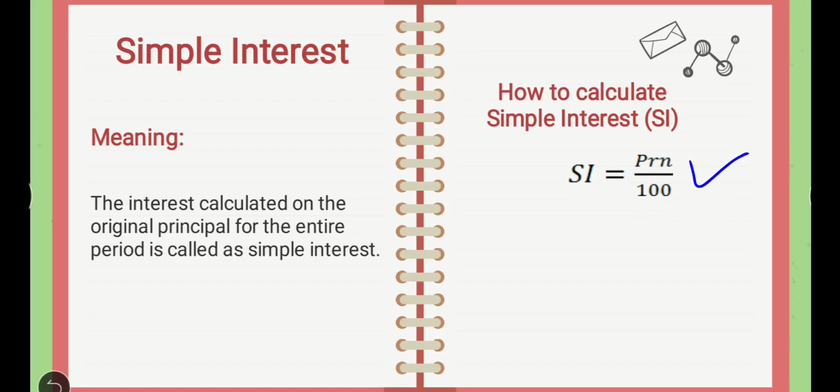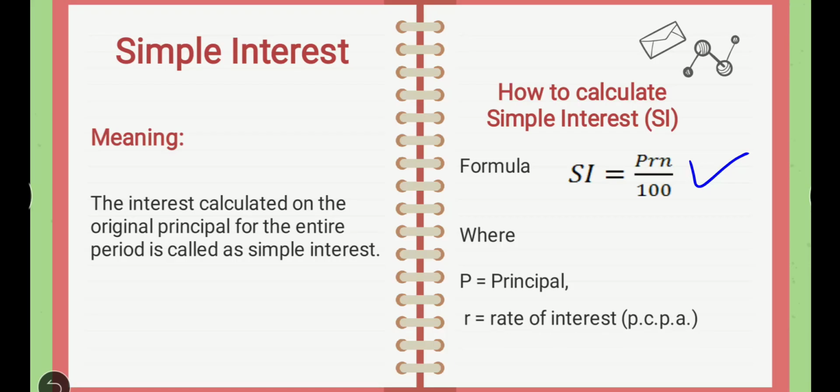Simple interest is equal to PRN divided by 100. It means P multiplied by R multiplied by N divided by 100, where P is the principal, म्हणजेच P म्हणजेच मुद्दल, R is the rate of interest per capita per annum. R is the rate of interest म्हणजे व्याजाचा दर, per capita per annum. It means for 100 rupees, per annum it means for a year.